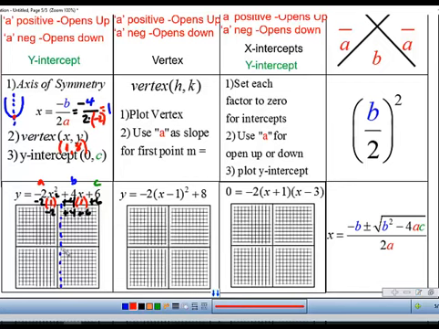So from here, 1, and I go up 8. So 1, 2, 3, 4, 5, 6, 7, 8. Okay, here's my vertex right here.